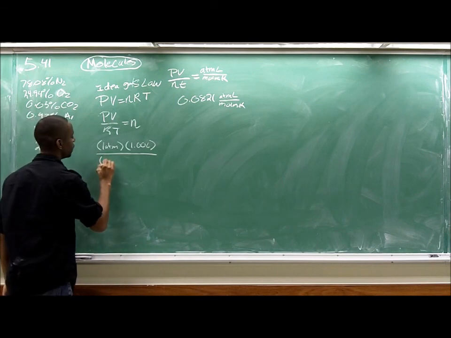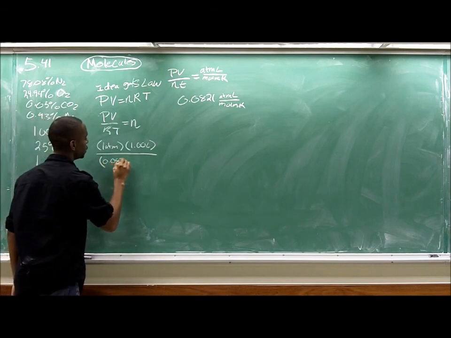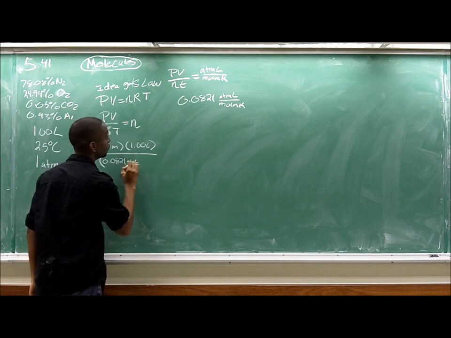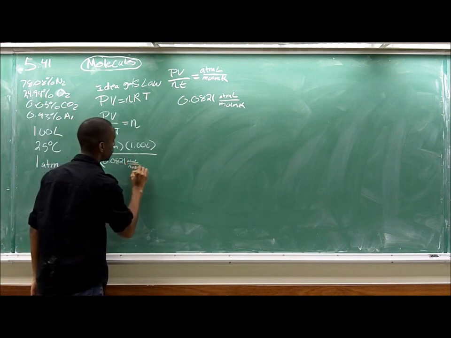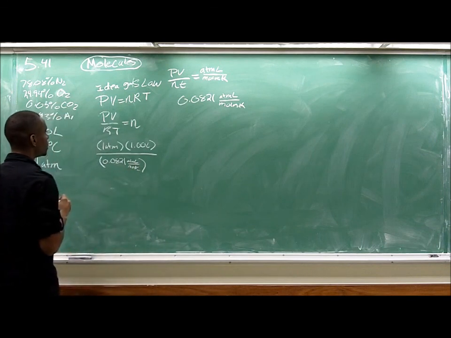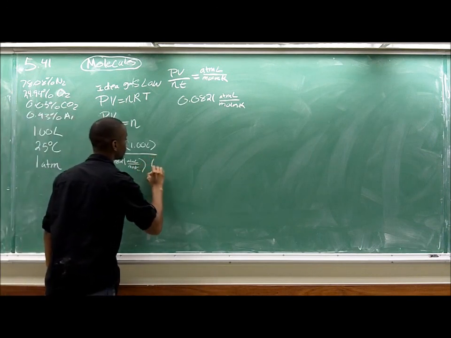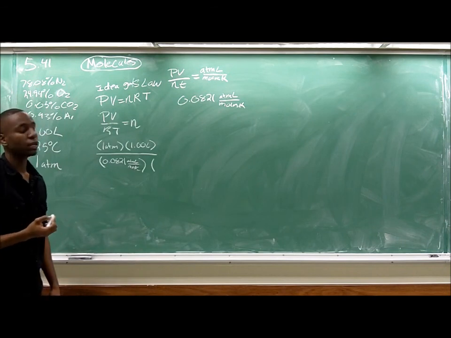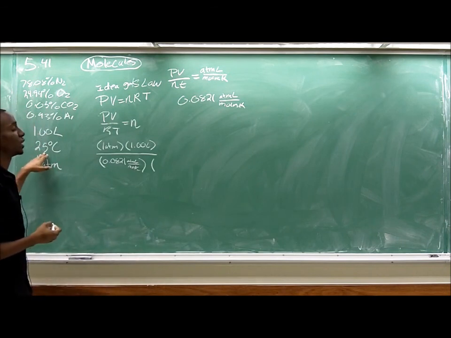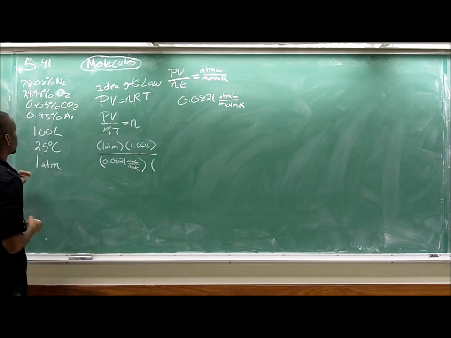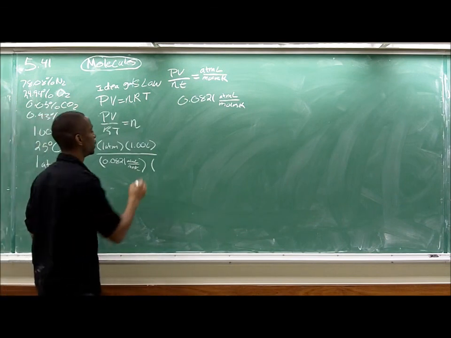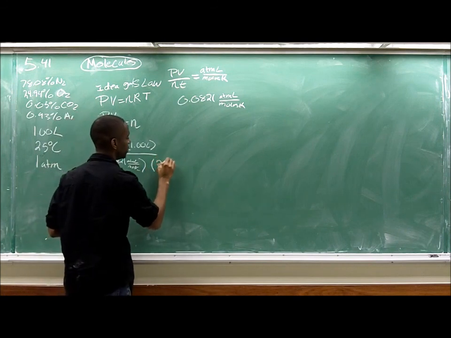So again, for R, we have 0.0821 atmosphere liters over moles Kelvin, times temperature. The standard unit for temperature is Kelvin, and they give us Celsius, so we have to change Celsius to Kelvin, which is 273 plus 25, which gives you 298.